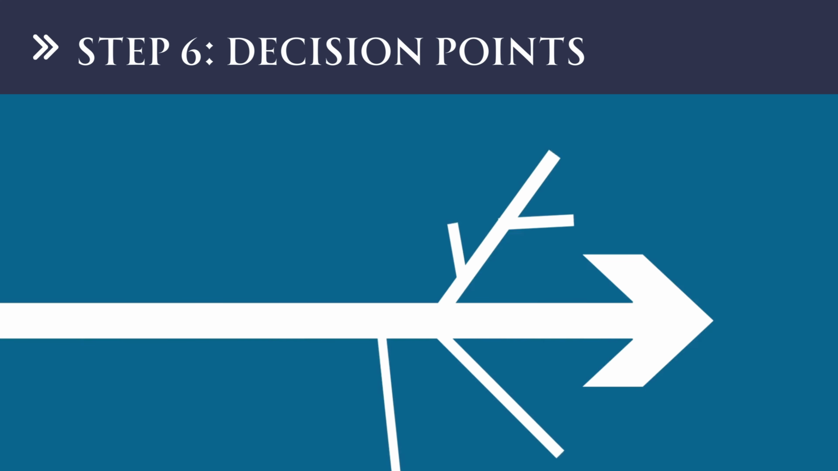Step 6. Decision points. For decision points, use diamonds. Inside, write the question that determines the flow direction.